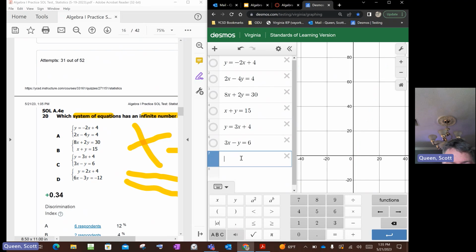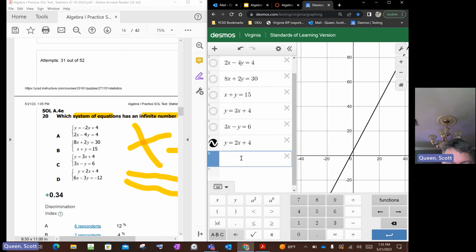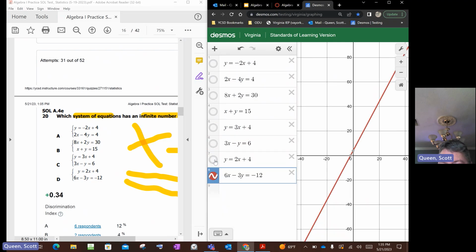Let's make sure. Y equals 2x plus 4 and 6x minus 3y equals -12. Okay, so I see one line. Let me turn it off and on. All right, there's my red right on top of the black one. Okay, so there we go. D is the lines that are the same. Those are the ones that touch infinitely. So D is the answer.